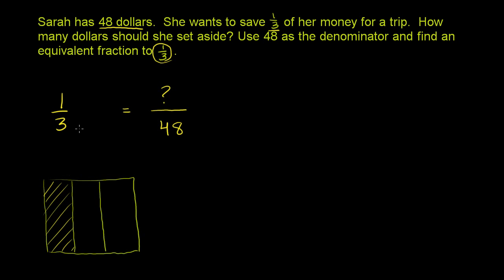Now, if we want to express this as a fraction over 48, how can we do that? Well, we're going to have to split this thing into 48 pieces. So how can we split something into 48? Well, 3 times 16 is 48. So if we split each of these into 16 pieces, it's going to be hard to draw here, but you can imagine.